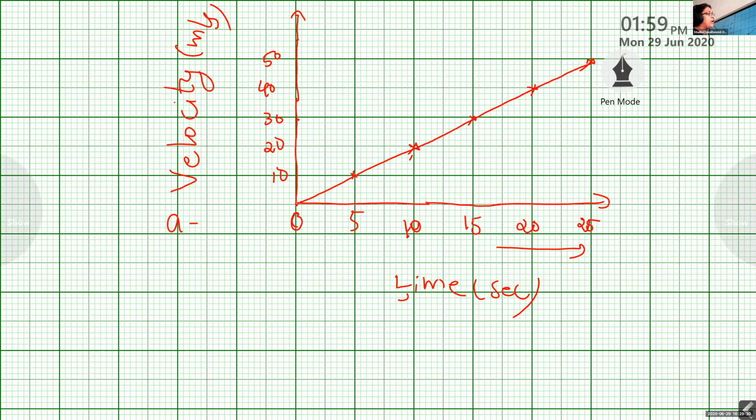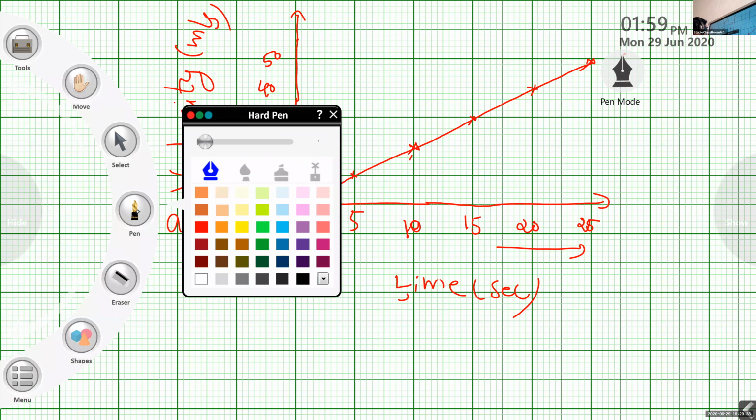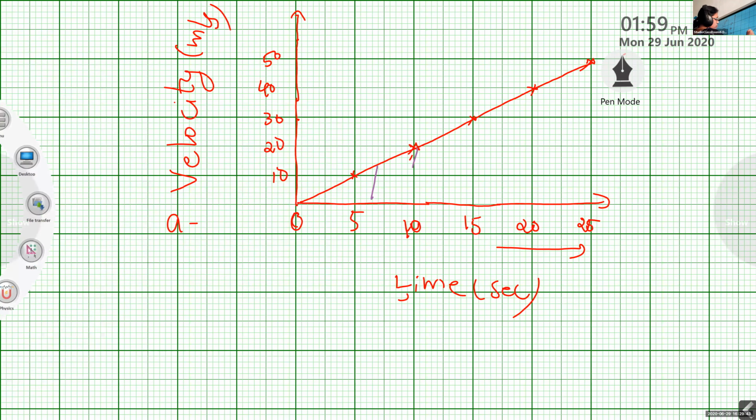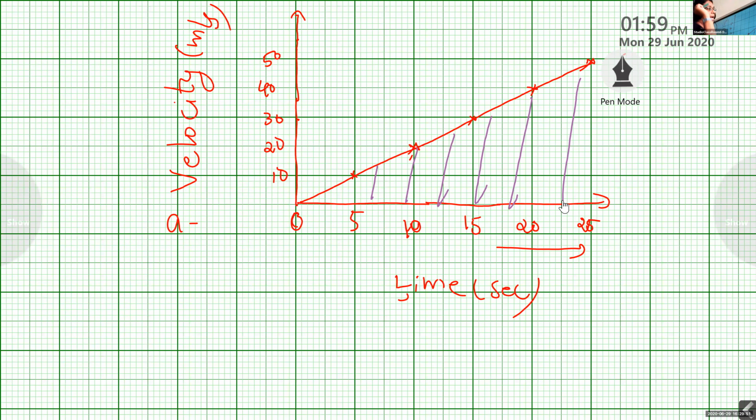Now, what was the question? What is the use we have learned? Area under the graph. So area under the velocity-time graph means the area below the graph. If you find out that area, you will get the displacement of the object. That is, at this velocity and acceleration of 2 meter per second square, you can find out how much distance it covered if you find the area under this.